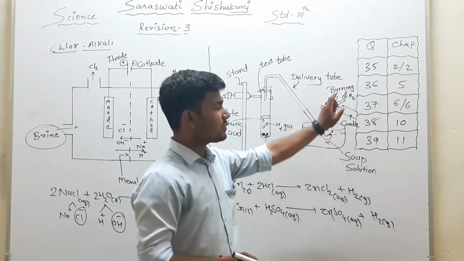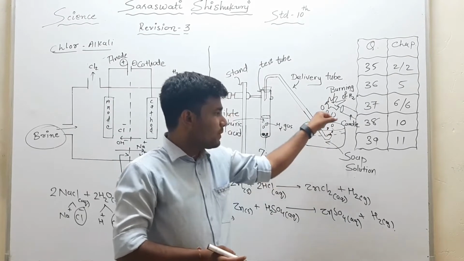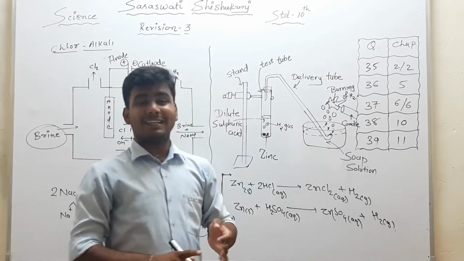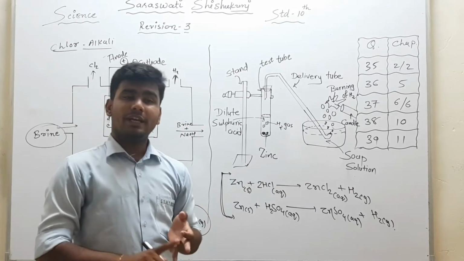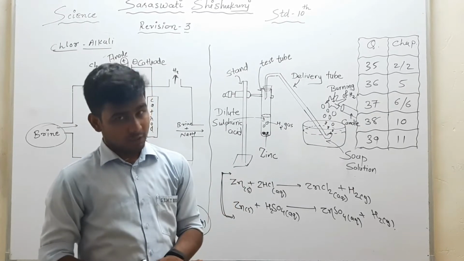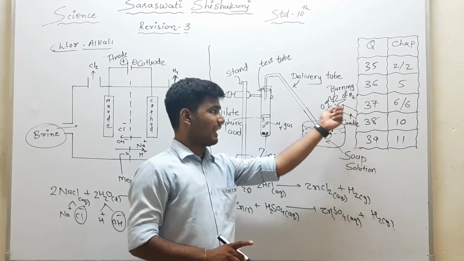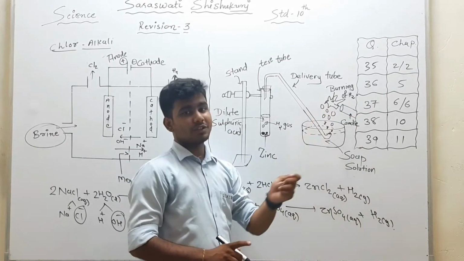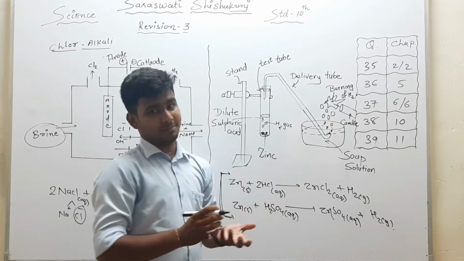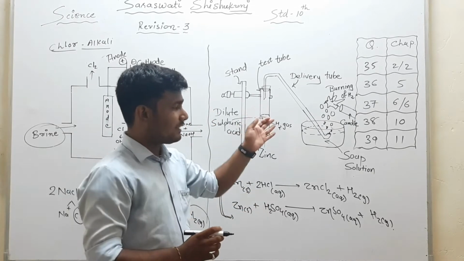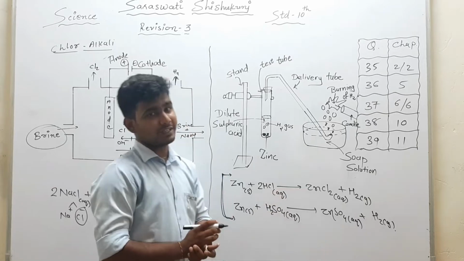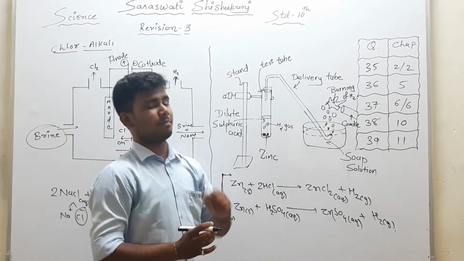The hydrogen gas which we get from the downward displacement, what can we say? We can say that it is lighter than air, it is insoluble in water, right? It is colorless, and if we bring a candle near that gas, it will be combustible. Okay, so these are the properties of hydrogen gas produced during this type of reaction.